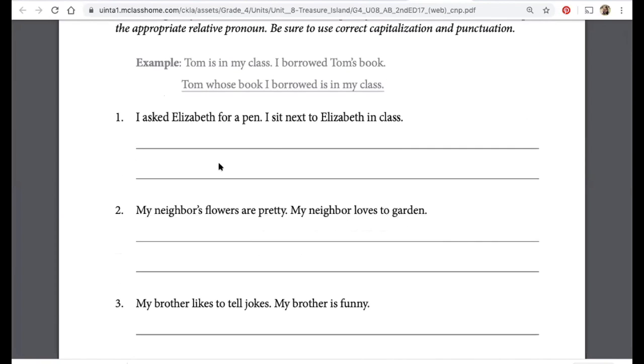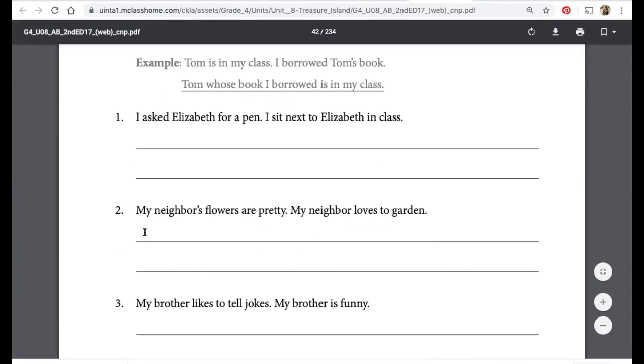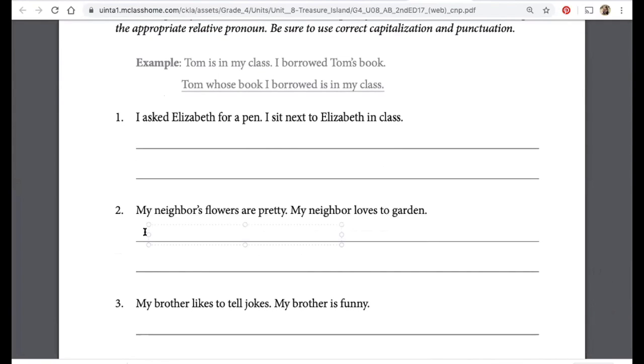Number two, my neighbor's flowers are pretty. My neighbor loves to garden. So here we are talking about flowers. The neighbor owns the flowers. It even has the apostrophe to give us a clue. There's an apostrophe S. We're talking about my neighbor's flowers. So we're going to say my neighbor, comma, whose flowers are pretty, comma, loves to garden. Great job.